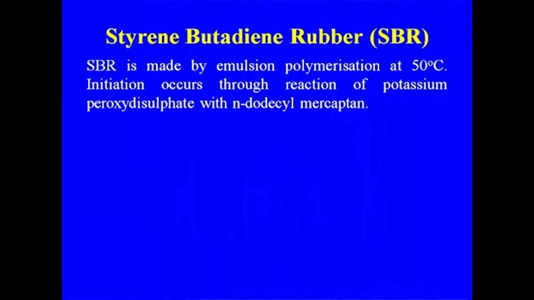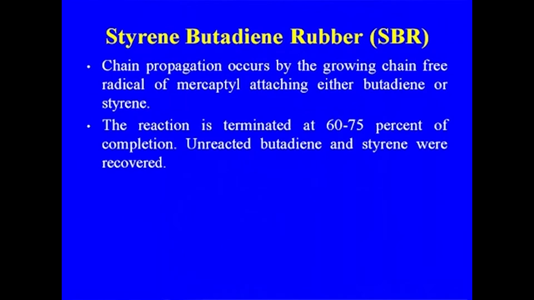Styrene butadiene rubber is made by emulsion polymerization at 50 degrees centigrade. Initiation occurs through reaction of potassium peroxydisulfate with n-dodecyl mercaptan. Chain propagation occurs by the growing chain free radical of mercaptan attaching either butadiene or styrene. The reaction is terminated at around 60 to 75% completion of the reaction. Unreacted butadiene and styrene are recovered.